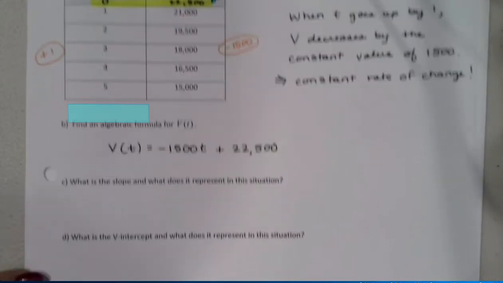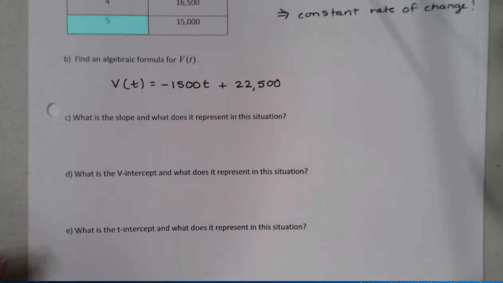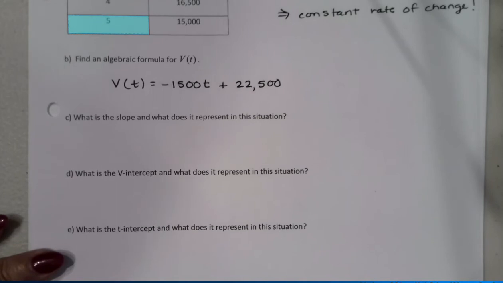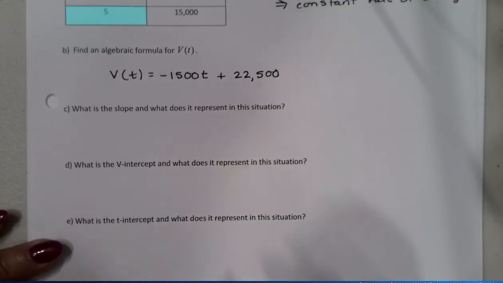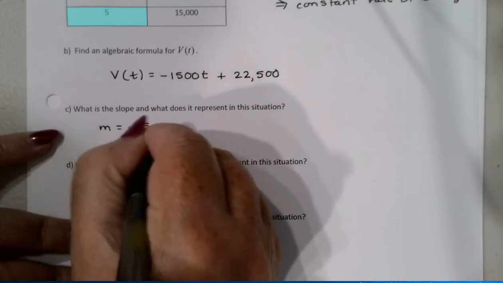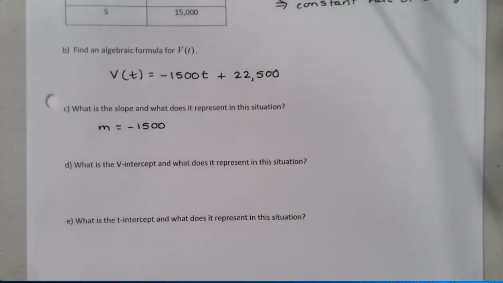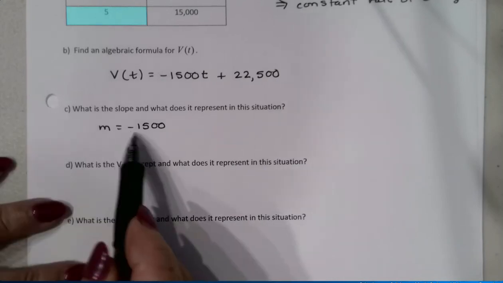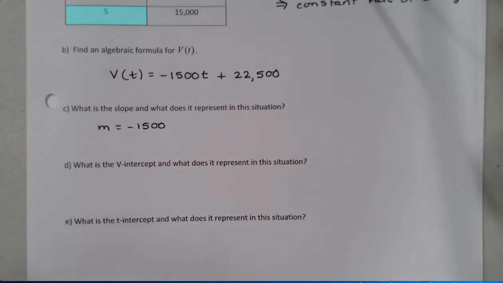All right, so I've got my analytic formula. The next question, what's the slope and what does it represent? The slope, the m, is negative 1,500. And we're kind of restating what we already knew, and we already said it in part A. It stands for the fact that the value of the machine decreases by $1,500 per year.